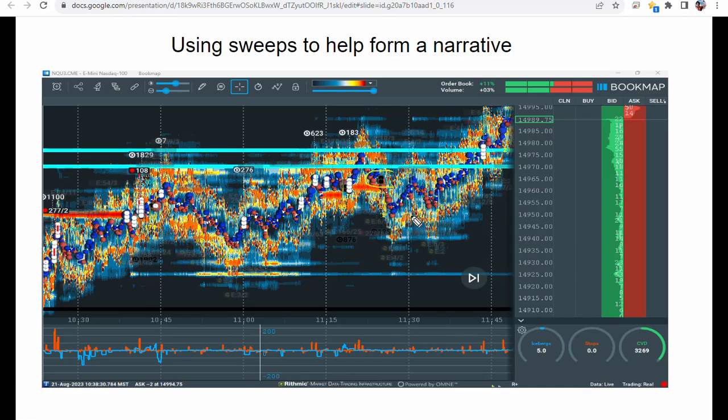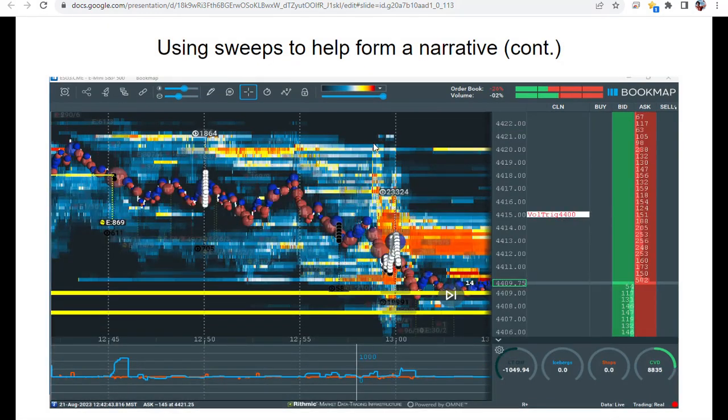You have this one little blip there. It looks like there might have been a little try there, but definitely the buy sweeps are outnumbering the sell sweeps, right? Even the ones that aren't stop runs. So narrative there. And then this is an example of coming up with opposite narrative, right?